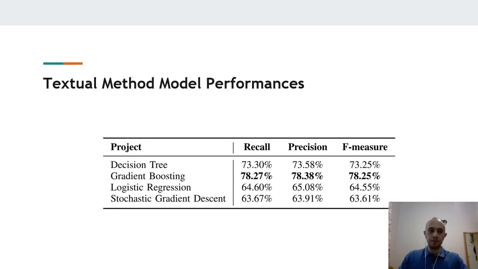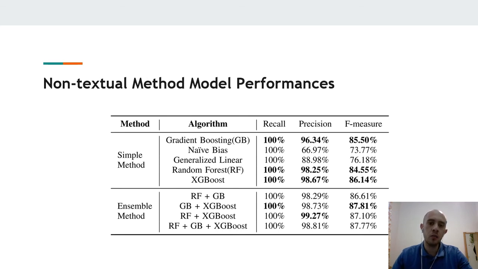due to its nature of being built upon decision trees and our data having lots of different features to learn from. In this slide, we are going to talk about different model performances for non-textual method. As mentioned before, we decided to use the combination of 2 different models in order to increase the performance of our method to be used later in the whole model.